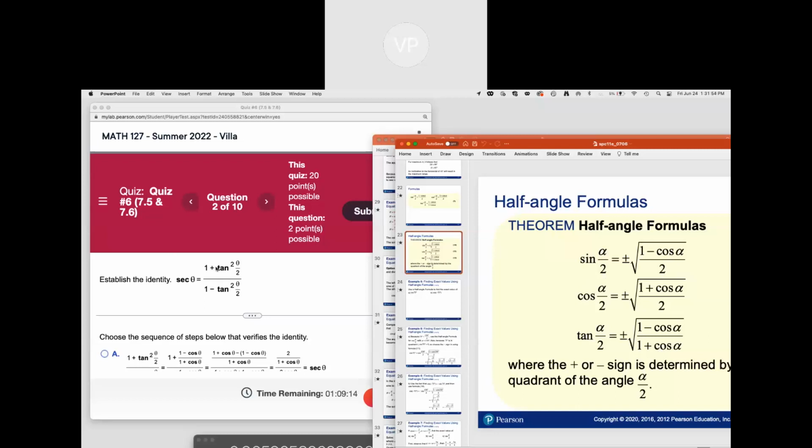Now notice, here's an interesting thing right here. I'm going to point out, we have tangent squared of theta over 2. This is tangent of theta over 2. All you have to do is square this, and now you have tan squared of theta over 2. And then you square this. What's great about this is the plus minus goes away.